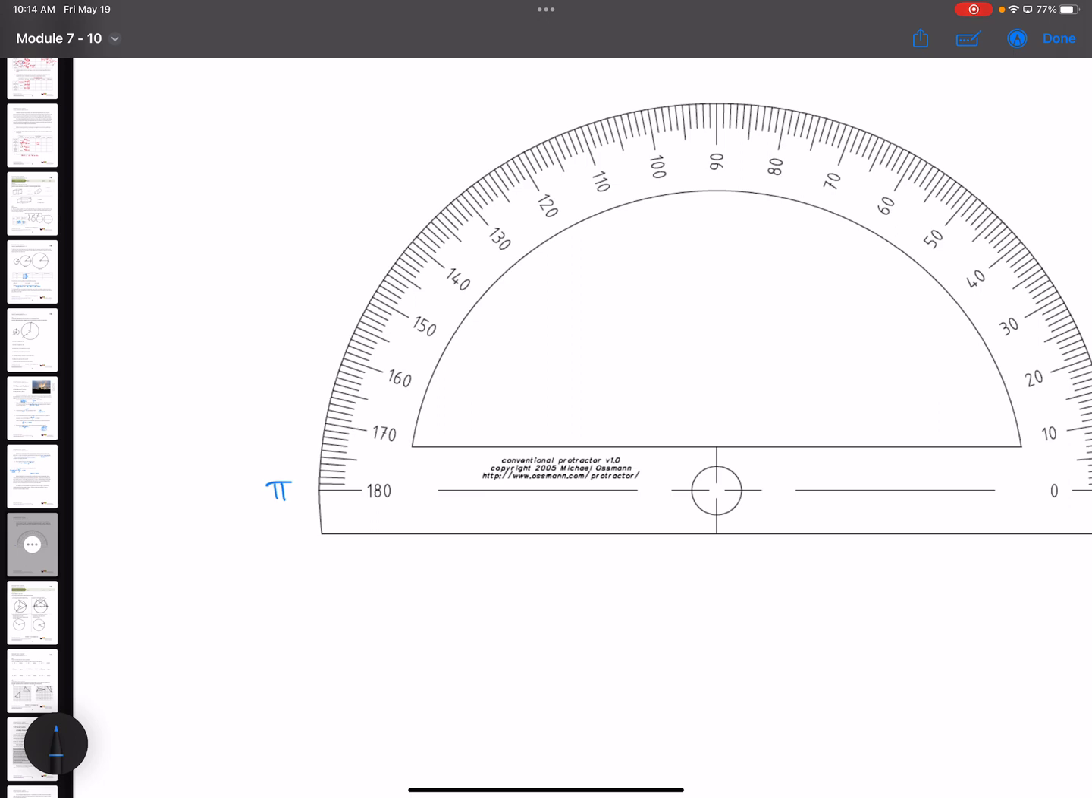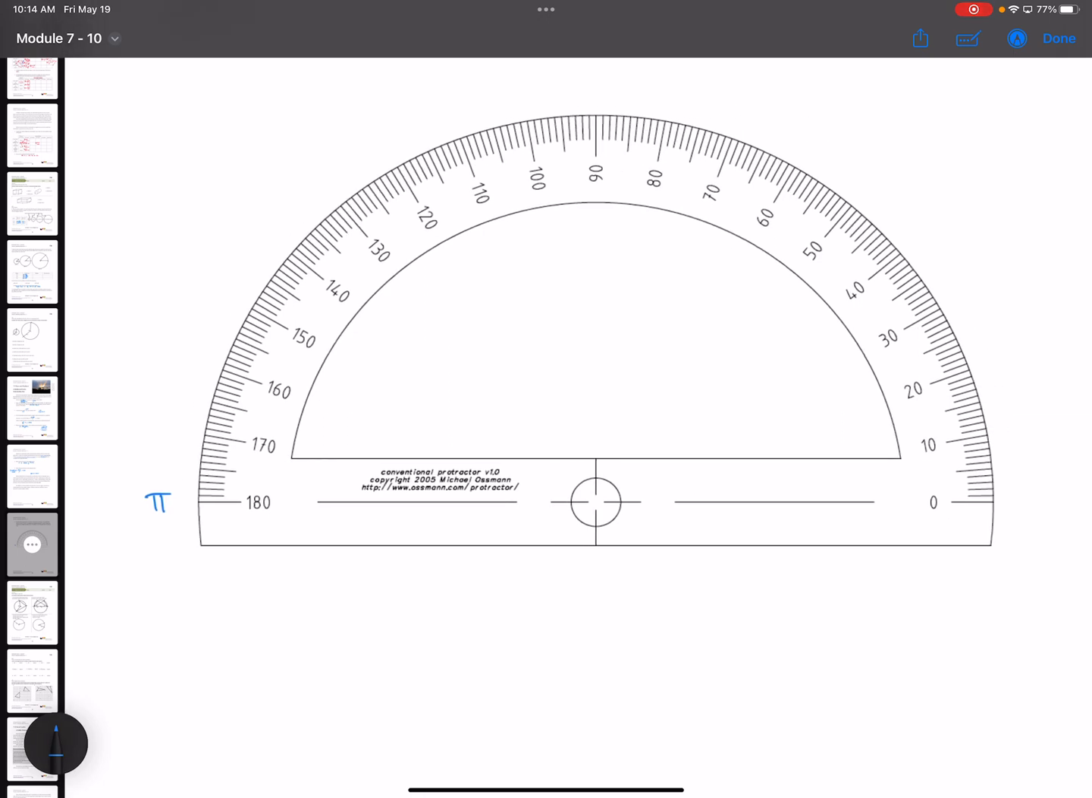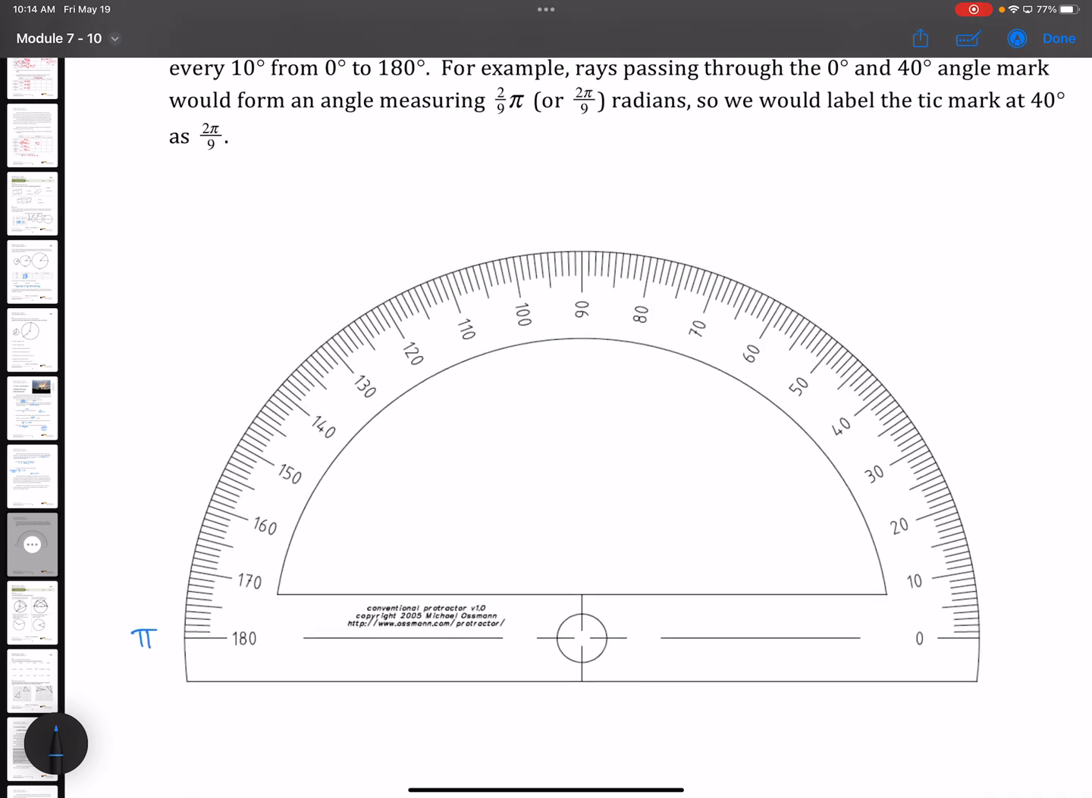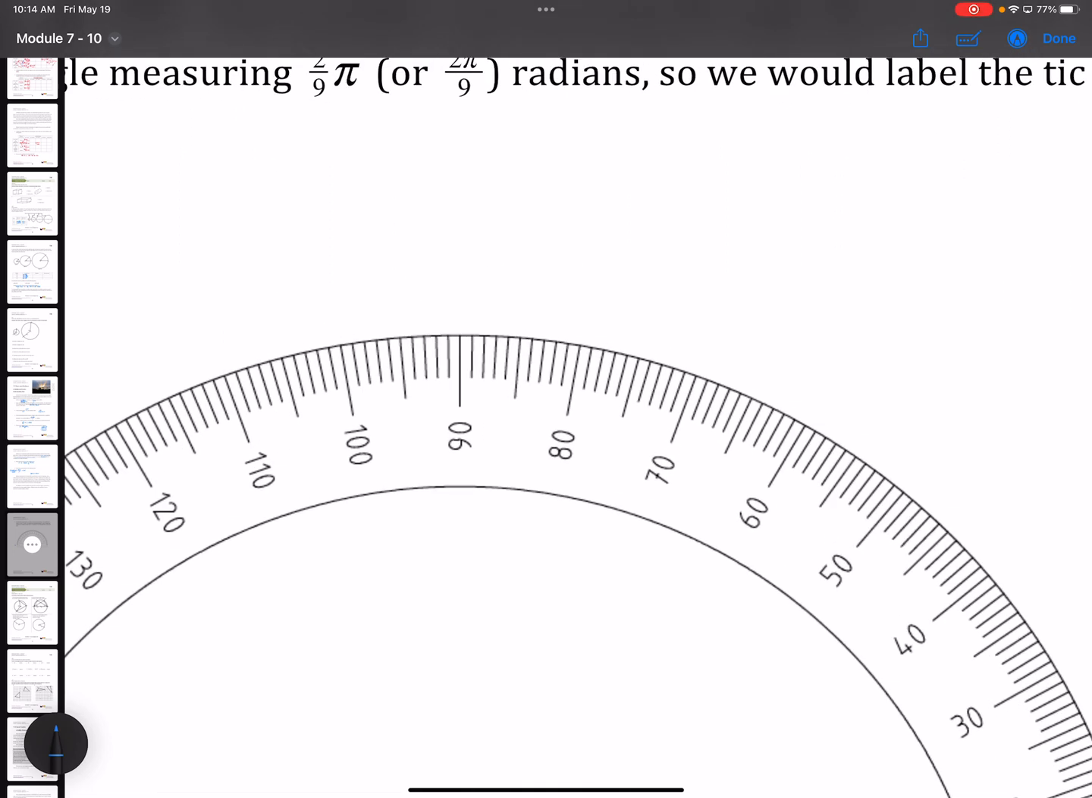Excellent question. What did that paragraph say about 90? That would be half pi. And we usually will say it pi over 2.